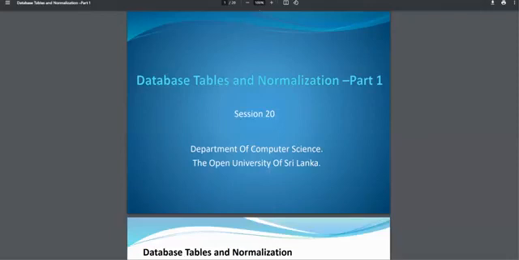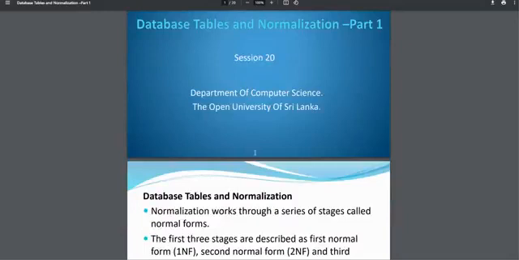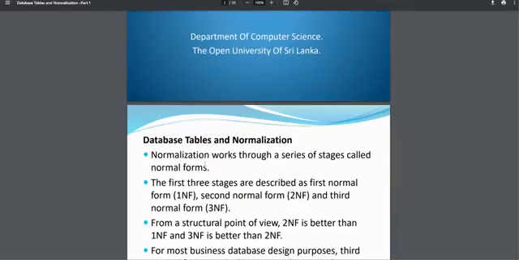Here we are going to start the database implementation course, and here we are focusing on database tables and normalization. We already started this section in the last session, right?